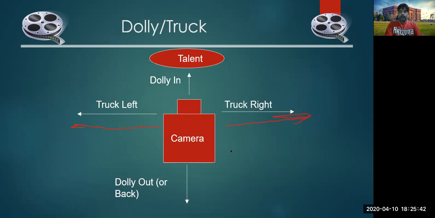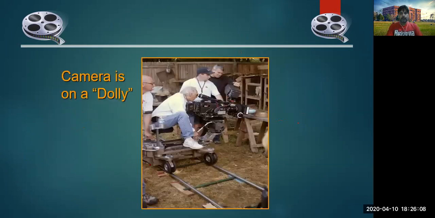If it moves towards the talent, that is called dolly in. And if it moves out, that is called dolly out. So the camera is not static here, the camera is moving. Basically, you put your camera on a track, just like a railway track. There is a track, there is a platform as well with some wheels. You put your camera on that platform and move that camera on that track. Just like that. This is camera on dolly.